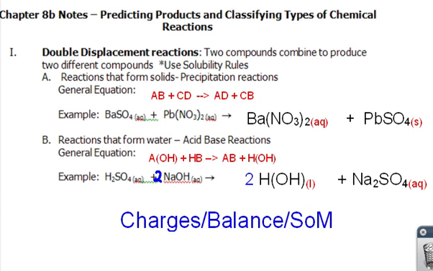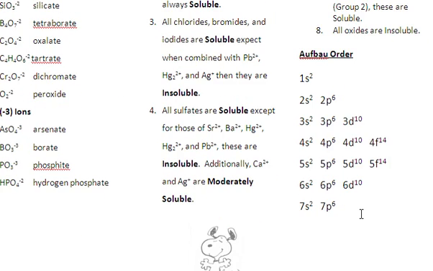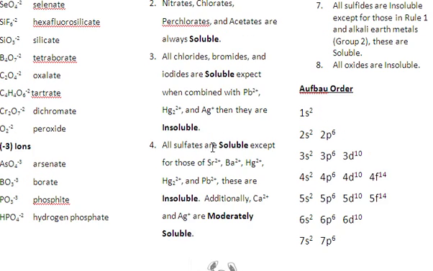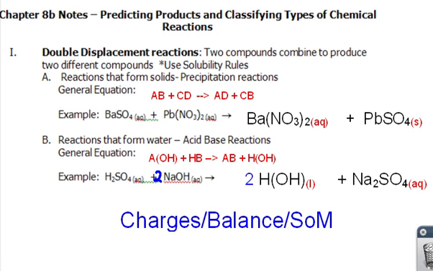It gives me two sodiums. I already have two sodiums, a sulfate and a sulfate. So we have charges, balance, and SOM is states of matter. Water is a liquid. Sodium sulfate: sulfates are soluble, and sodium's not listed there as an exception. Additionally, sodium is an alkali metal, and they are always soluble. So we have two good reasons to write this down as aqueous.